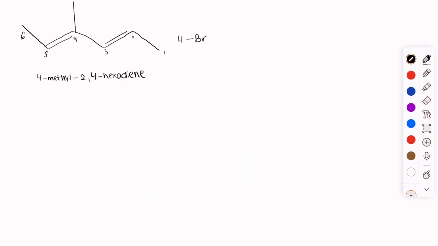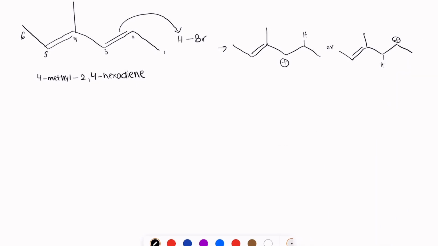Okay, in our last problem, we're going to react 4-methyl-2,4-hexadiene with HBr. And like in the other problems, there are 2 double bonds, so this can happen in 2 different ways. So if that double bond attacks that hydrogen, the hydrogen can attach here, leaving it a secondary carbocation right there, or the hydrogen can attach here, leaving it a secondary carbocation there.